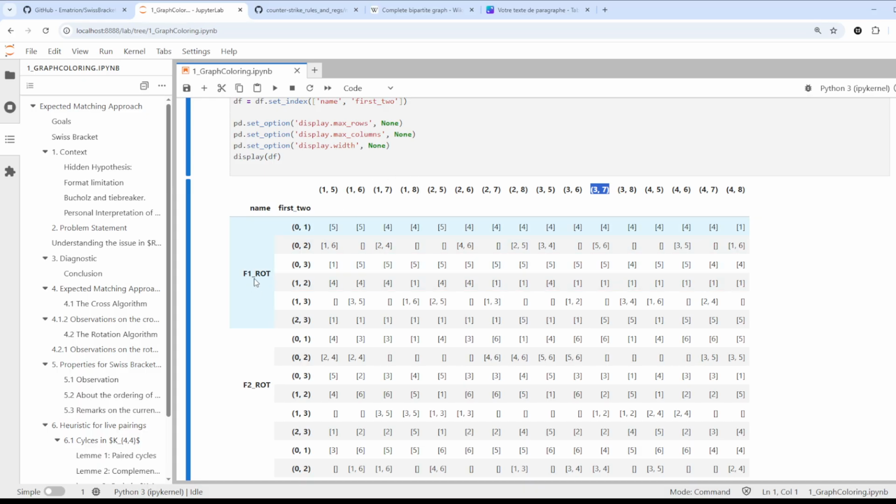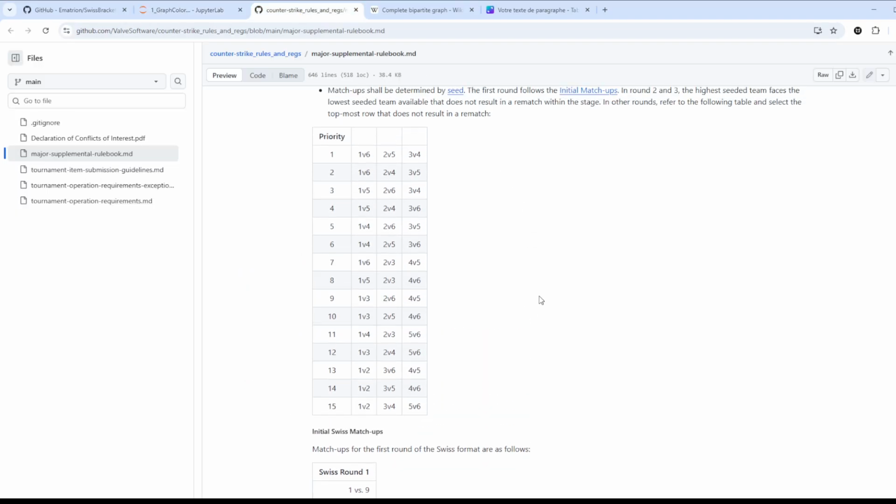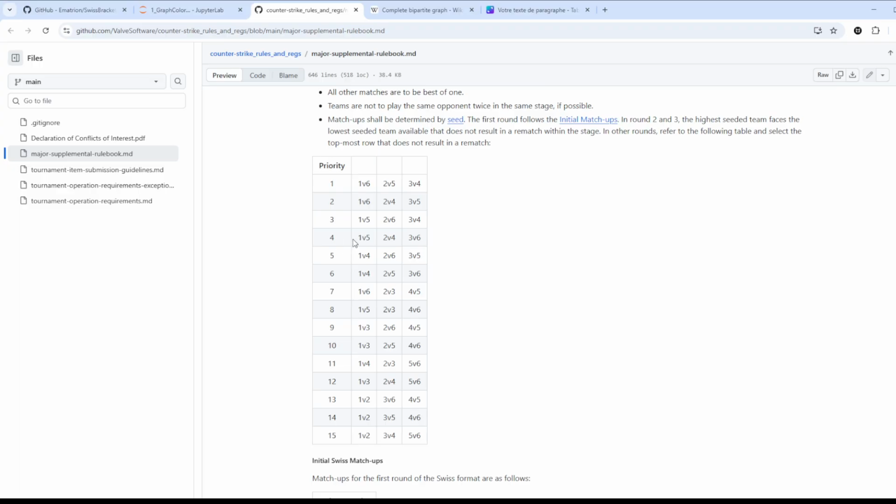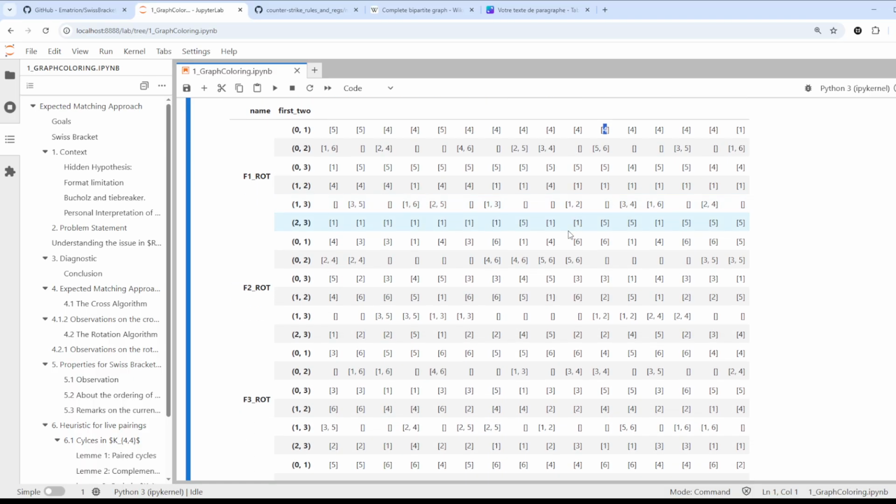So if you use the F1 rotation algorithm and you say NIP and Eternal Fire are qualified and eliminated, it tells you that number 4 is available. Number 4 is basically Valve's priority list. It tells you that the matching 1-5, 2-4, 3-6, which is, as you can see, a fair pairing, is available. So you can check the table. It's called the expected matching approach because you know in advance, thanks to this table, which pairing is available for the last round. It helps you decide.